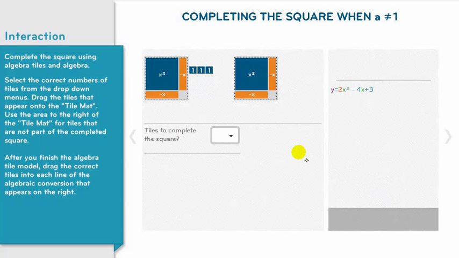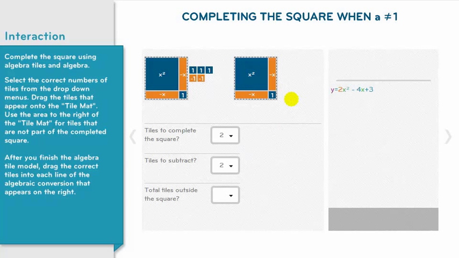Next, we need to figure out how many tiles are needed to complete the square. Well, we have 1 tile here and 1 tile here for a total of 2 tiles. Let's drag those on. And now, if we're going to add 2 tiles, then we must subtract the same amount. So we'll subtract 2 as well.